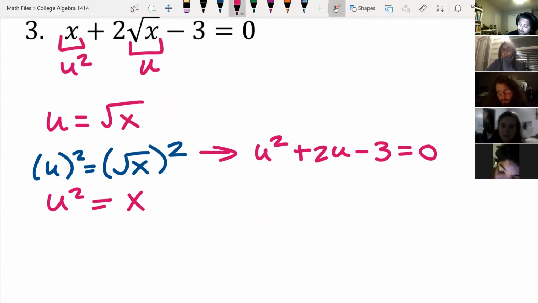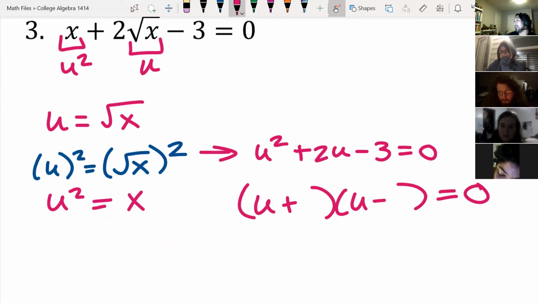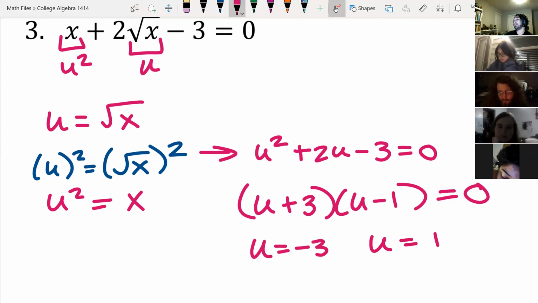Now factor it. Yes, all of these are factorable. That's how I made these notes. So you'll have u plus a number, u minus a number equal to 0. What are the only factors of 3 that can make 2? 1 and 3. Who's positive? The 3, and the 1's negative. Perfect. Now solve for u: u equals -3, u equals 1.